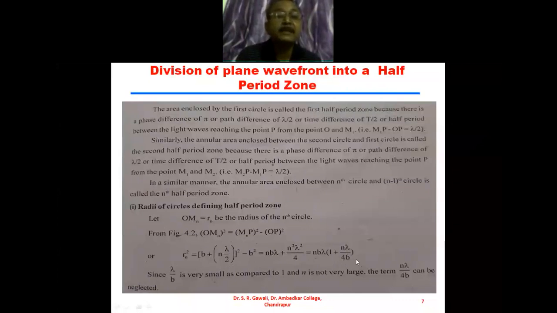Since here lambda is the wavelength of light and b is a very large distance, lambda upon b is a small quantity and b is the large quantity. So a small quantity upon a large quantity gives a very small quantity as compared to 1 and n, as n is not very large. Then the term n lambda upon 4b can be neglected. So we will neglect this term n lambda upon 4b in the above equation.